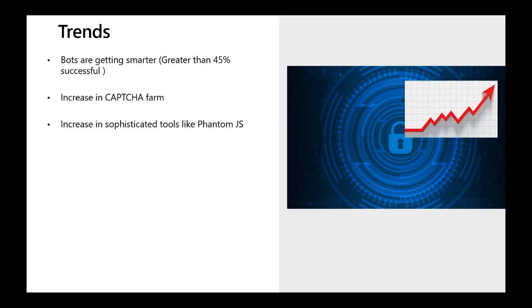So all of this, the main trend is basically the sophistication we are seeing when it comes to bots, whether it's the CAPTCHA farms or the use of more sophisticated tools, and you expect this to grow with time, especially now as we're advancing in artificial intelligence.